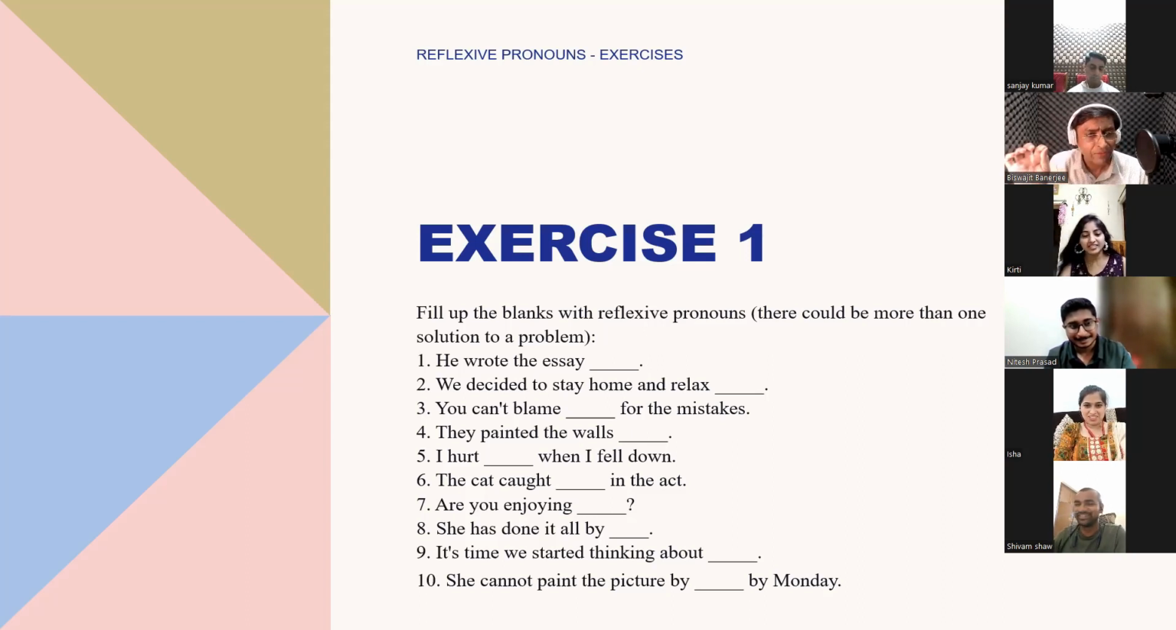Themselves. Not themself. Right? There cannot be any themself. Himself and herself are correct expressions. There is nothing such as themself. It is a plural, so it has to be themselves. Just as Kirti answered, it cannot be ourself. It has to be ourselves. That's why, since it has to be a plural, we say they painted the walls themselves. Right? Well done, Isha.